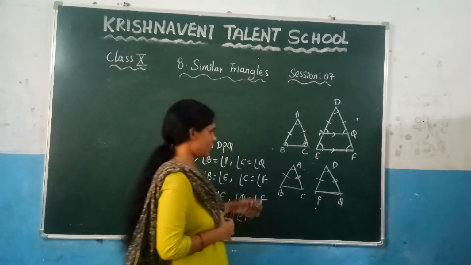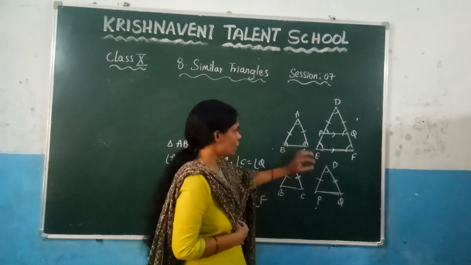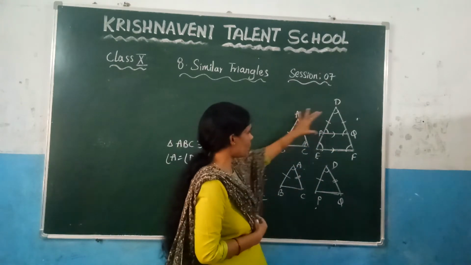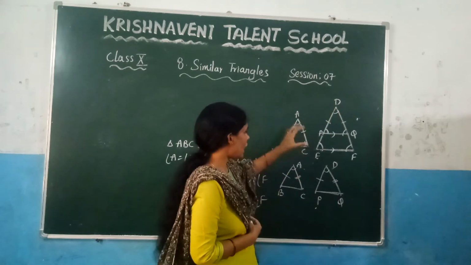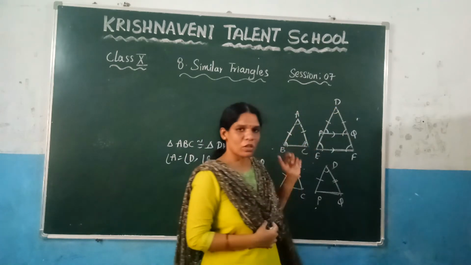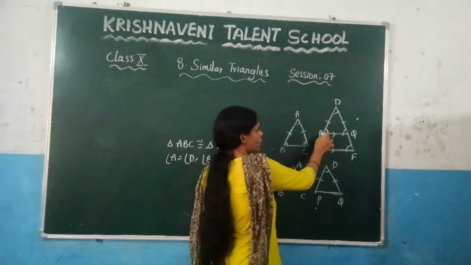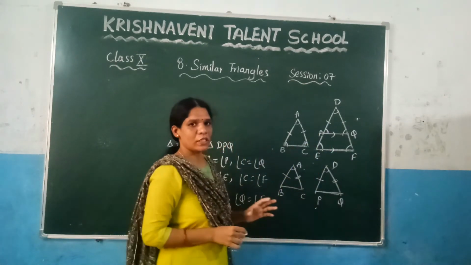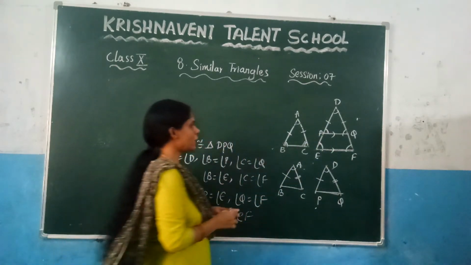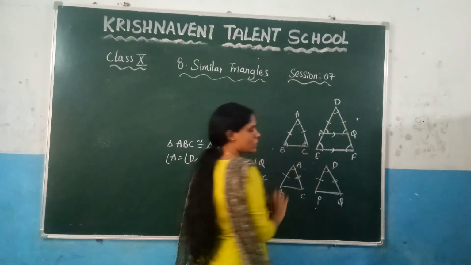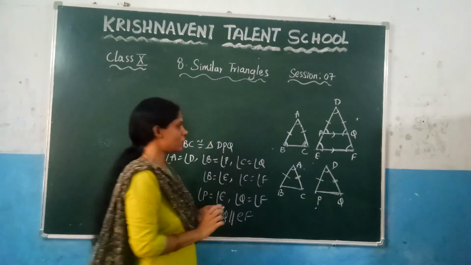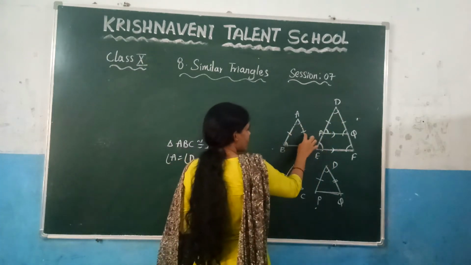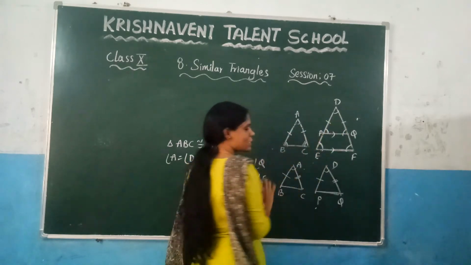Again I am saying, here we need to choose two points such that the length of AB is equal to the length of DP and the length of AC is equal to the length of DQ. And after that we have joined P and Q. And what we need to prove here? We need to prove that this triangle and this triangle are congruent. So by using the SAS criterion, we can say that these two triangles are congruent.